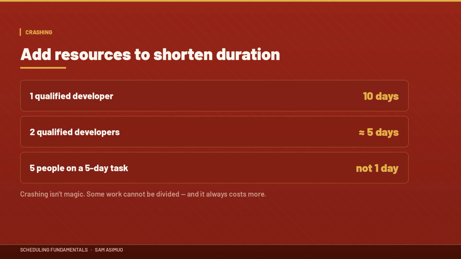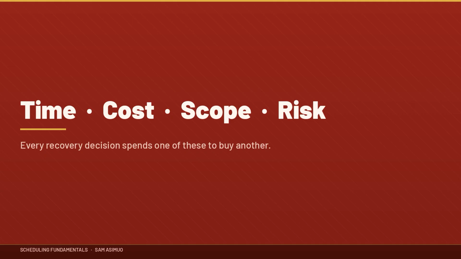But crashing isn't magic. Adding 5 people to a 5-day activity doesn't automatically make it a 1-day activity. Some work simply cannot be divided efficiently, and additional resources usually mean additional cost. So the project manager must understand the trade-off between time, cost, scope, and risk.